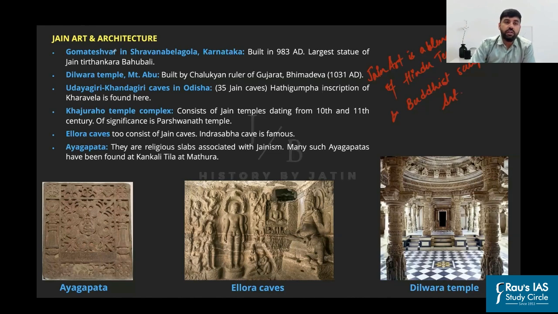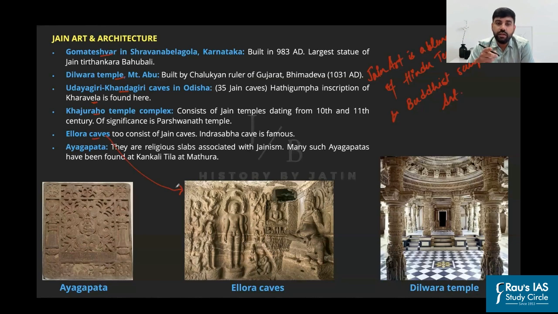So Gomateshwar, Shravanabelagola, we all know that it is the largest medieval structure belonging to Jain art. Then we have the Dilwara temples. The example is mentioned on the screen as well. You can see they are intricately carved. Every inch of the temple is carved out, right? Udaygiri and Khandgiri caves belong to Kharvela, the ruler of Odisha. Then we have Khajuraho temples, of which only one is a Jain temple. Then we have Ellora caves, and the photograph shows the Ellora caves over here.